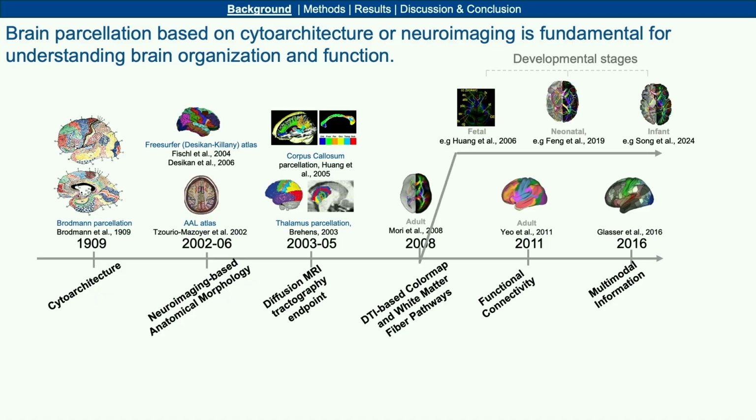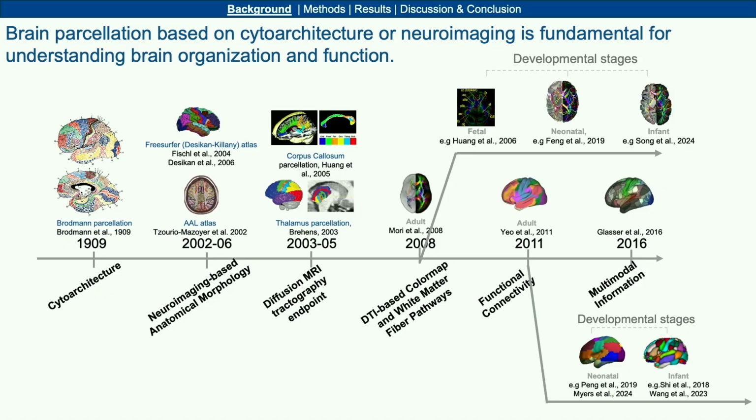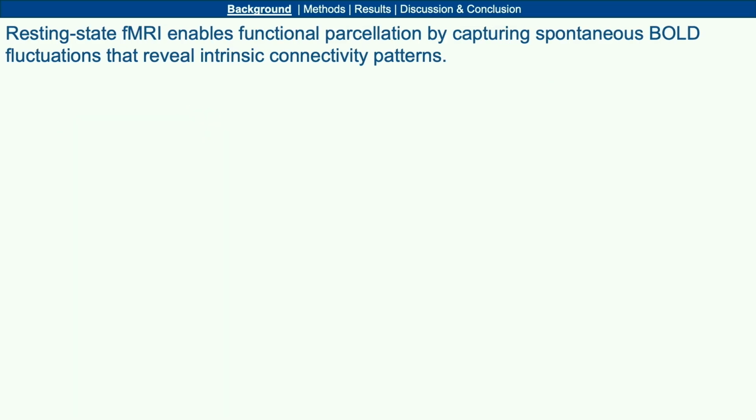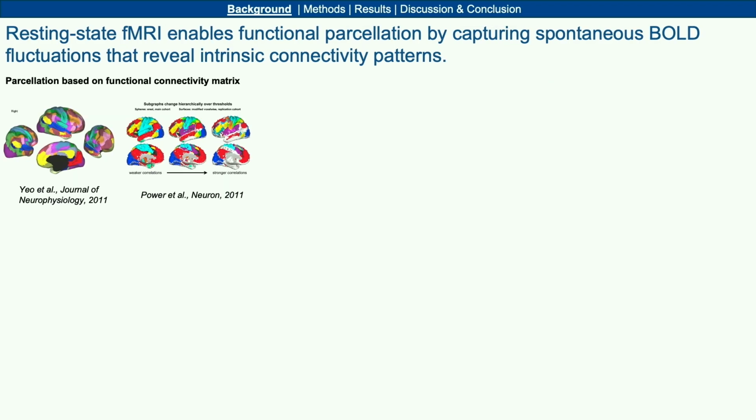Our lab has also contributed age-specific brain atlases across developmental stages, fetal, neonatal, and infant, using DTI-based color maps and white fiber pathways. We have also developed neonatal parcellation using functional connectivity, complementing existing infant parcellation from other groups. However, a critical gap still remains. While we have robustly developed structural atlases across development, a reliable functional atlas remains a gap for the rapidly developing neonatal brain.